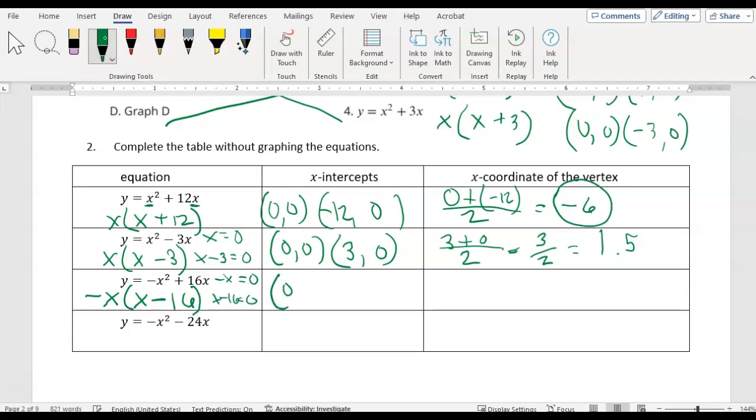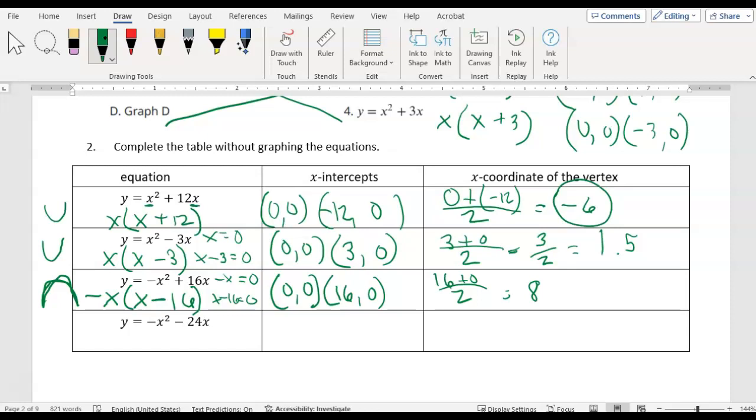And so we'll have 0, 0 and 16, 0 as our x-intercepts. And then 16 plus 0 divided by 2 gives us 8. So that would be the x-coordinate of the vertex, that point in between. Now notice because this has a negative x, this would have a downward facing graph, and these would have upward facing graphs.